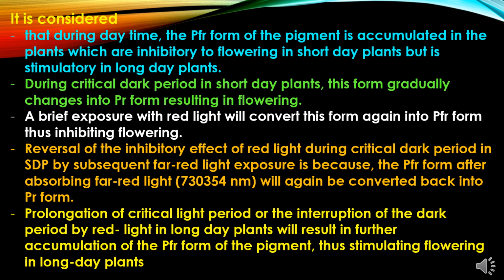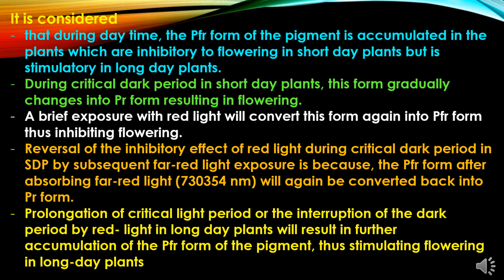About Pr and Pfr, it is considered that during daytime the Pfr form of the pigment accumulates in the plants, which is inhibitory to flowering in short day plants but is stimulatory in long day plants. During the critical dark period in short day plants, this form gradually changes into the Pr form, resulting in flowering. A brief exposure to red light will convert this form again into the Pfr form, thus inhibiting flowering.